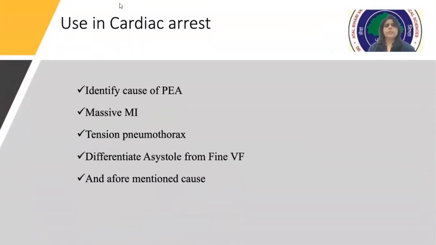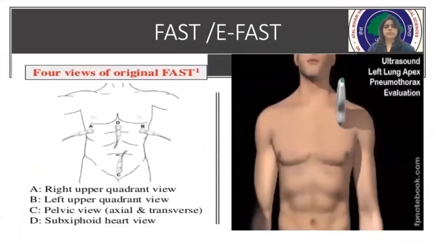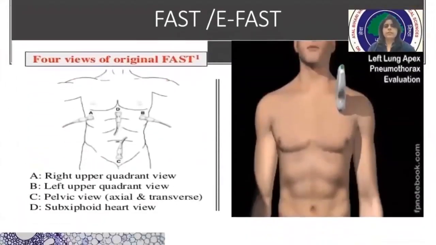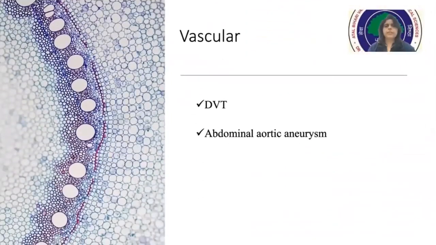condition. It is also used in cardiac arrest to identify the cause of pulseless electrical activity, to rule out massive MI, tension pneumothorax, and to differentiate asystole from fine ventricular fibrillation, and other aforementioned causes in the previous slide. eFAST we have already discussed.